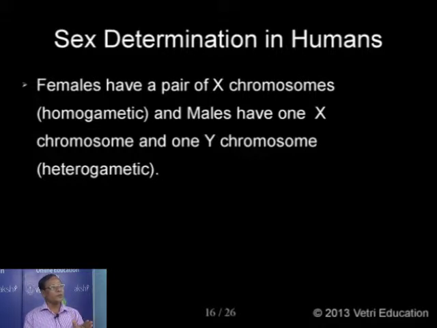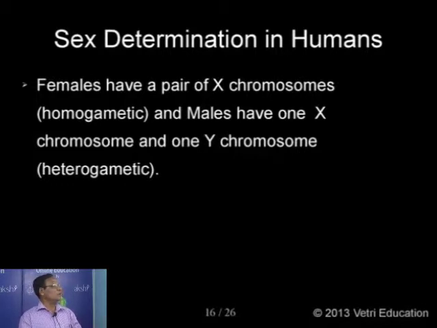So the probability of either male or female child in each pregnancy is about 50%. That's why we cannot blame the females in the case of human beings. We have a wrong notion, normally, that we blame the female for not having the male child. The deciding factor is only the male, not the female. They are in no way connected to sex determination in human beings. We have to abolish such wrong notions.